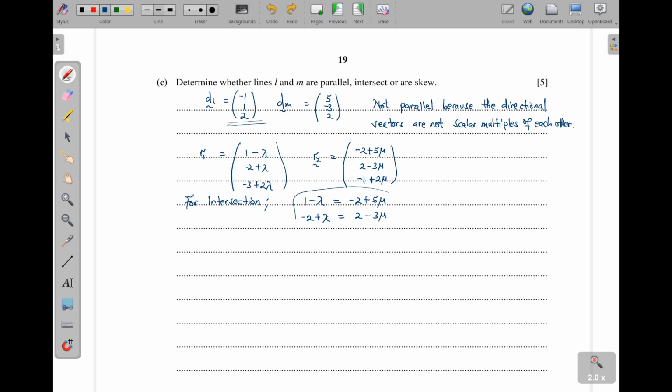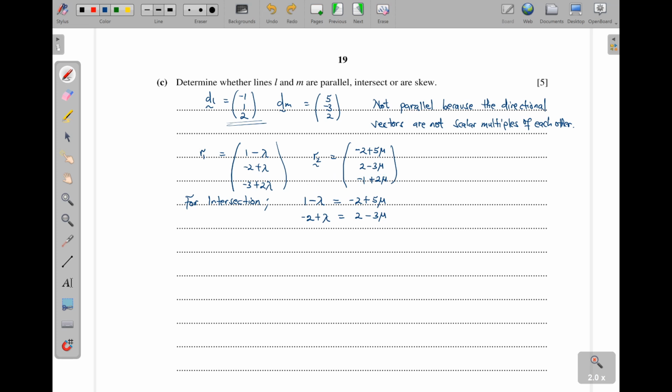Now I'm going to use these two equations. I solve them simultaneously. I get the value of lambda and the value of mu. Then after getting those two values, I come here and I substitute back. So when I substitute in the third one, is it satisfied? If it is satisfied, then the lines intersect. If it is not satisfied, the lines do not intersect, and therefore they will be skew.